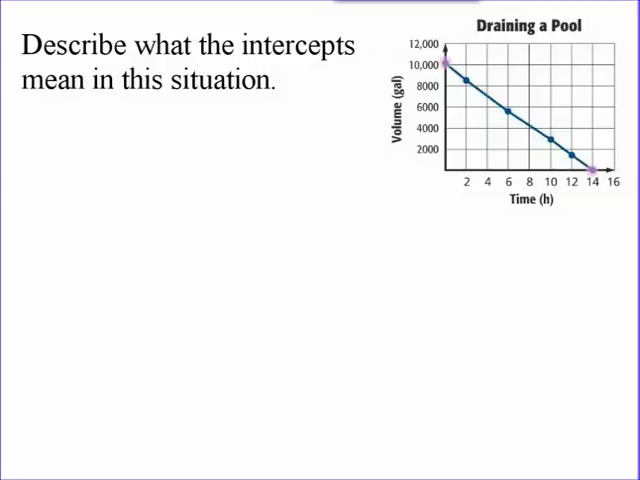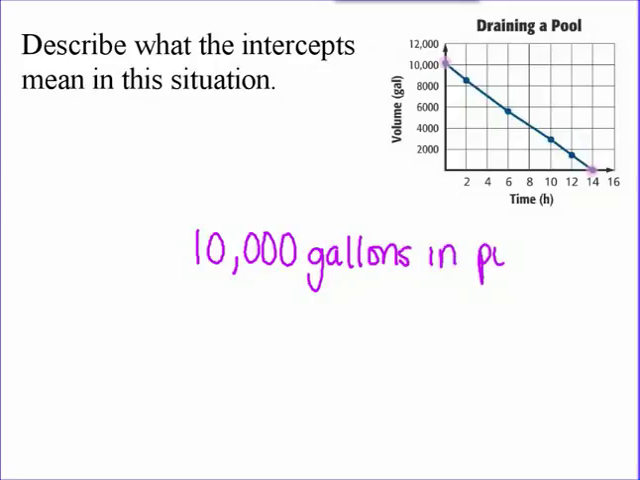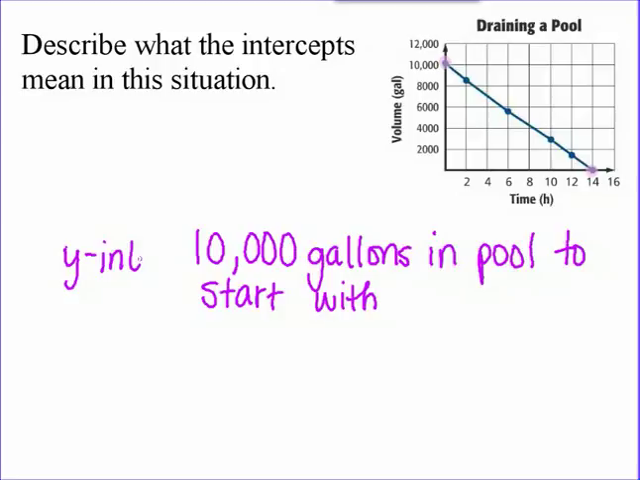So this 10,000 means that there is 10,000 gallons in the pool to start with. And what intercept is that? The y. Okay, so the y-intercept in this case tells us that there are 10,000 gallons in the pool to start with.